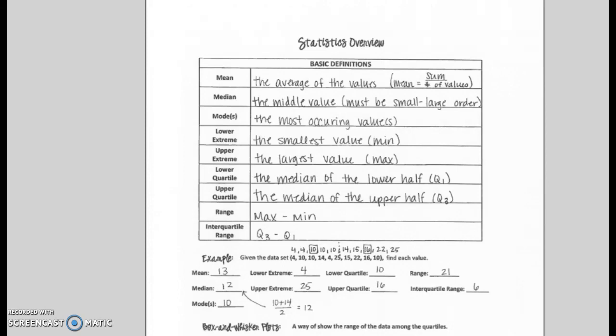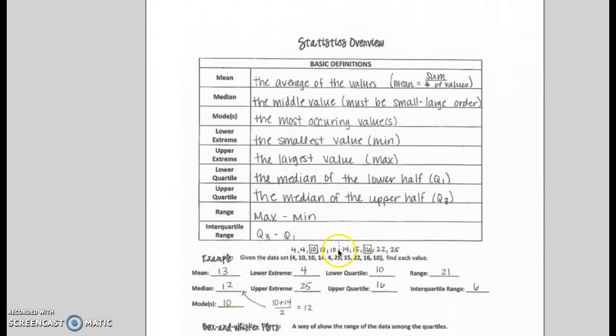So here's an example of a set of data that we are given, and notice how I've already arranged it from least to greatest. So we start counting our information, and we have an even set of data. So we're going to find the middle. The middle, or our median, is going to be between the two middle numbers here. Okay, so that's going to be averaged, and we get 12.